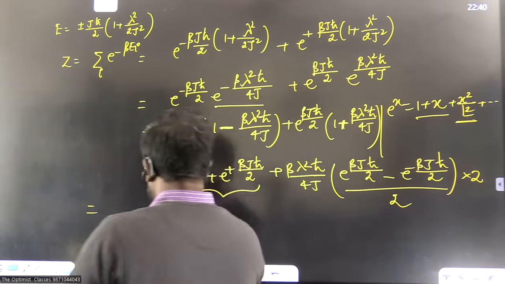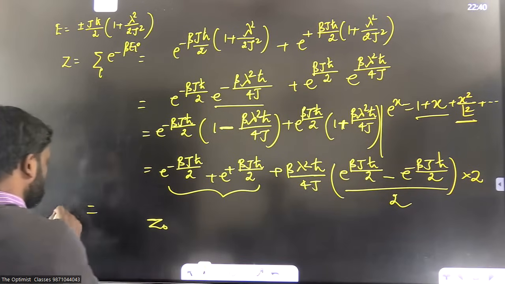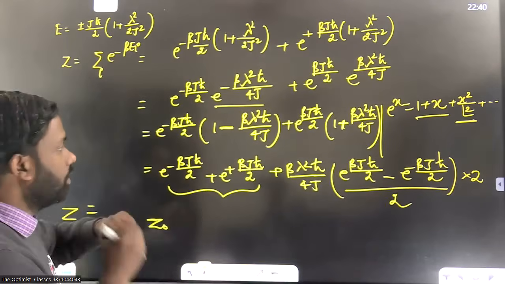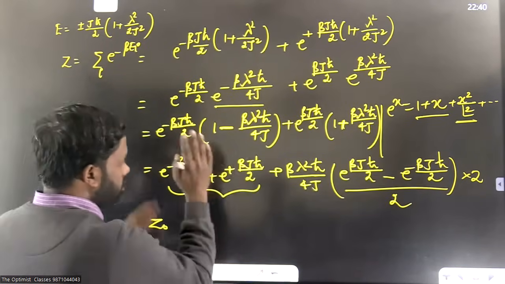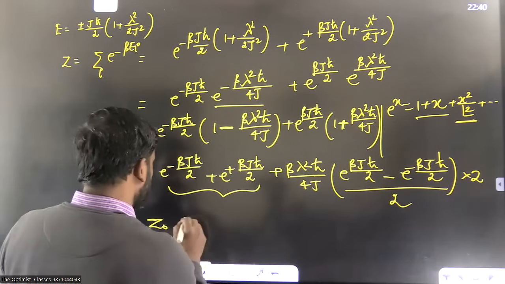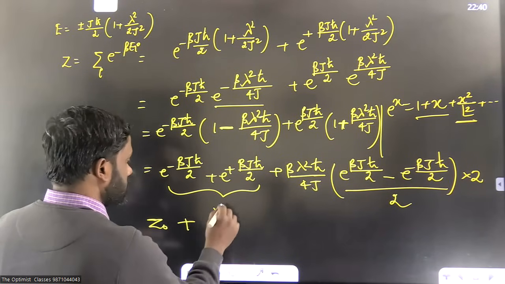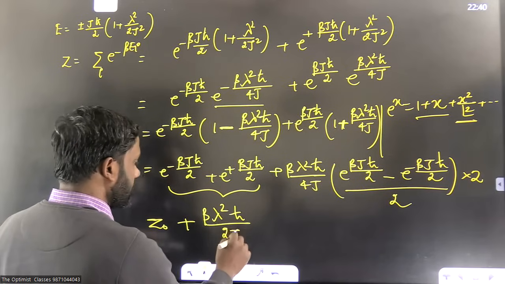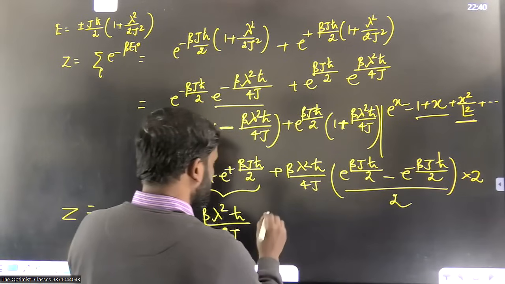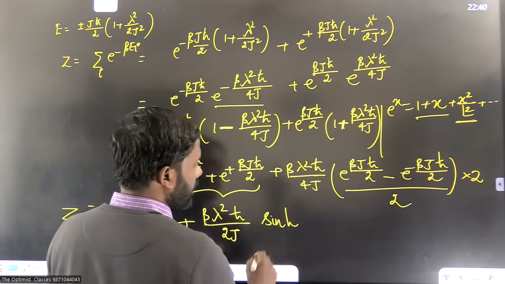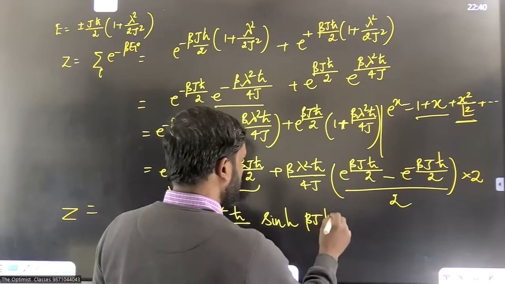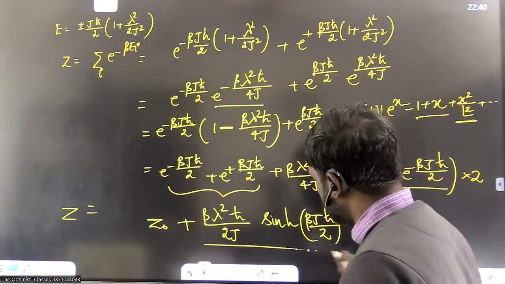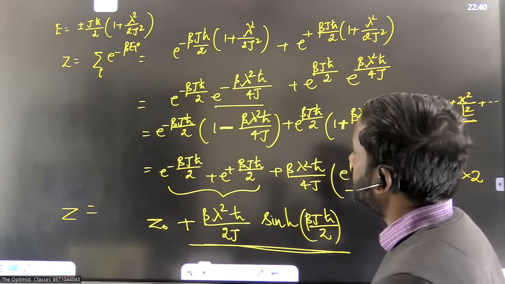So let us call it Z naught. So we are getting Z equal to Z naught. This is only because of the Sz term, or J term only. Because of the lambda term we are getting this extra factor, beta lambda square h bar by 2J, because the 4 and 2 cancel out, and here we get sine hyperbolic of beta J h bar by 2. So that's the answer. This factor is actually the correction to the partition function.